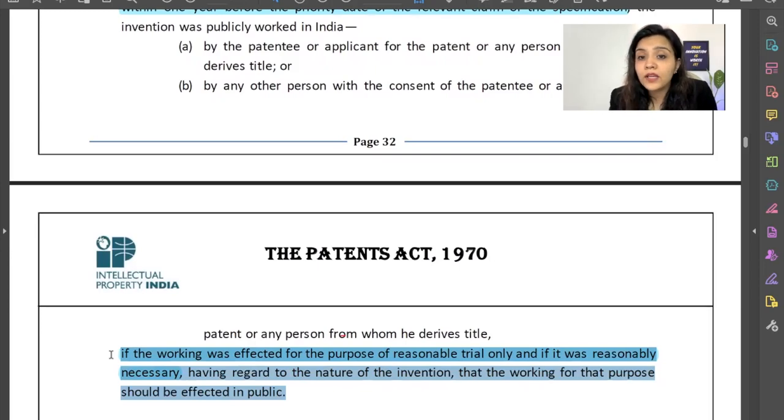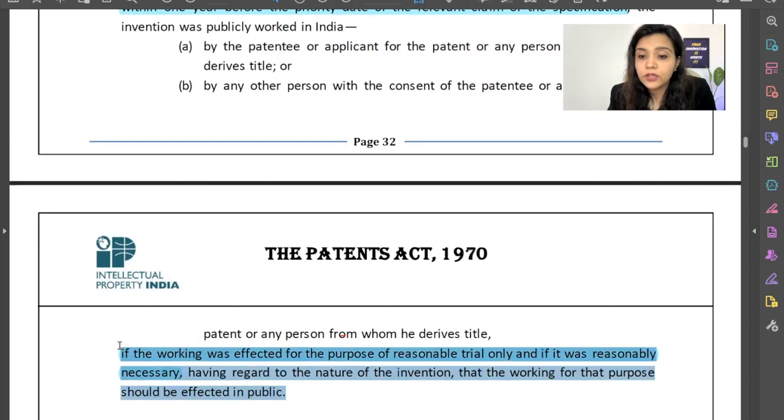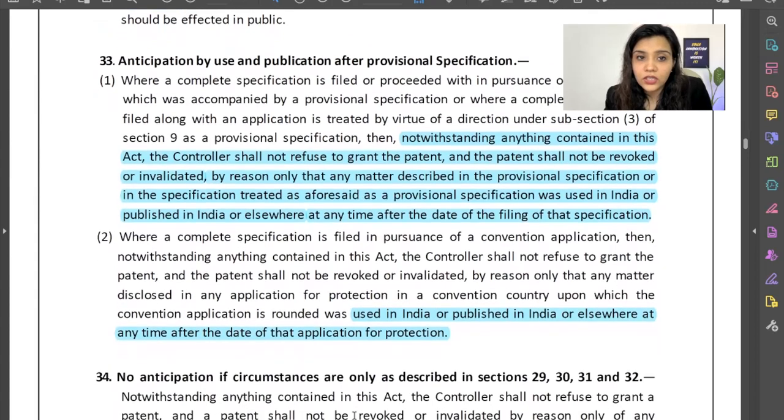But that public working should be for the purpose of reasonable trial only, or if it was reasonably necessary. If you cannot prove these two grounds, then again, anticipation would be considered. So it is very important to know that it is written reasonable trial only, or if it was reasonably necessary. Next, we have section 33.